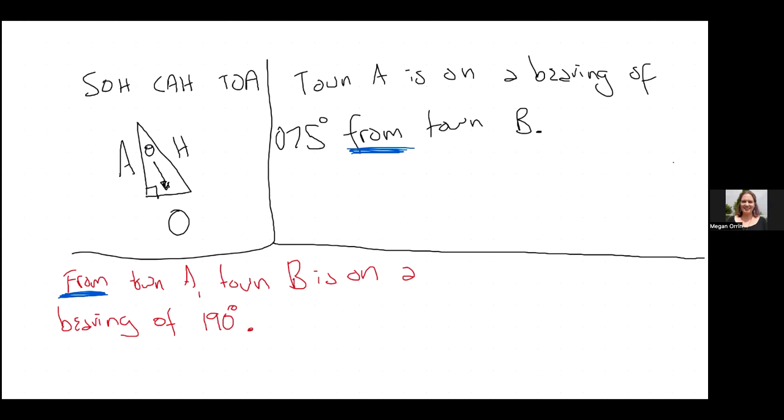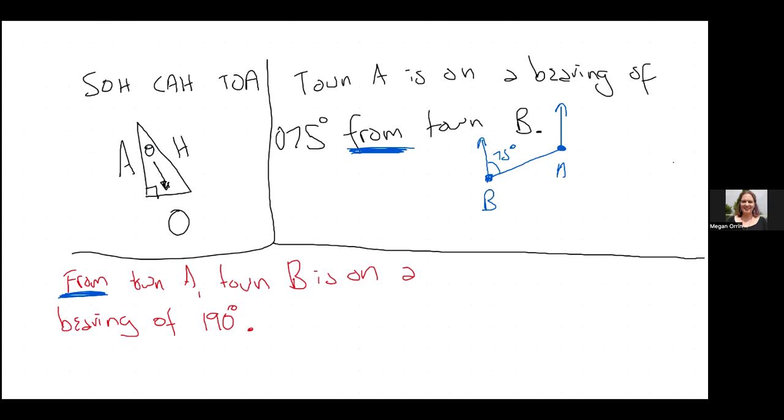All right. Town A is on a bearing of 75 degrees from town B. So which one am I starting with? Right, I'm going to start with B. Okay, this is my north line. 75 degrees is about here. A should be up here. This is 75 degrees. If you didn't draw it like that, you got it wrong. B, you must start from B. Then you're going 75 degrees towards A. I don't tell you the distance.